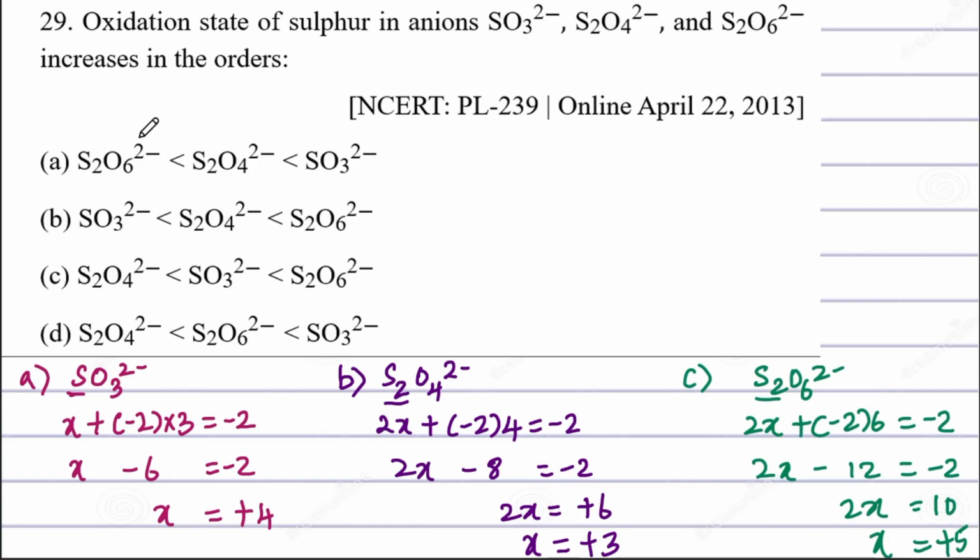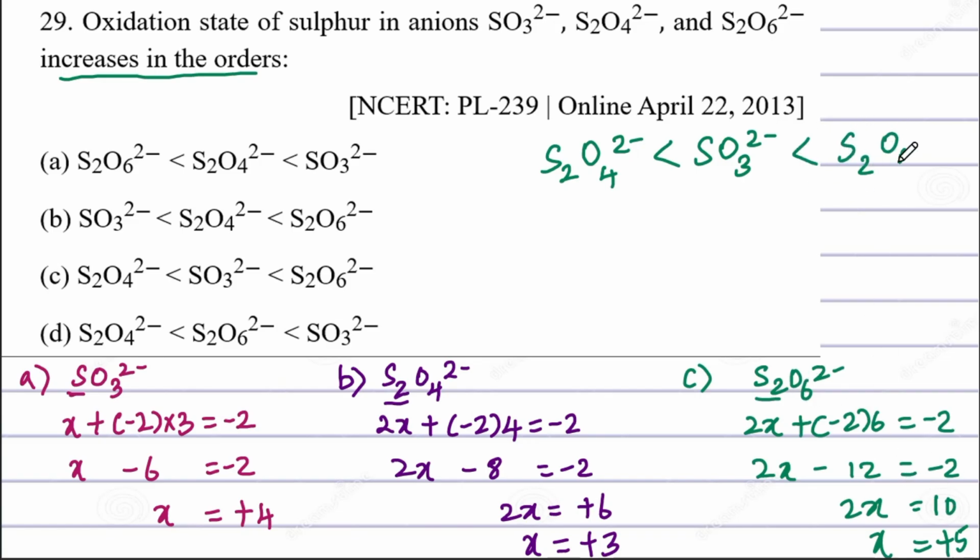So when you arrange this in increasing order, first we have to write the plus 3 oxidation state. So S2O4 2 minus less than, then you have to write the plus 4 oxidation state, SO3 2 minus, then you have to write the plus 5 oxidation state, S2O6 2 minus. So the correct option is S2O4 2 minus less than SO3 2 minus less than S2O6 2 minus. So the correct option is option C.